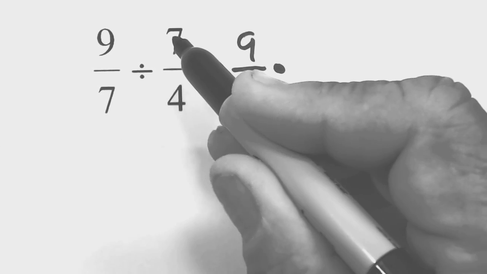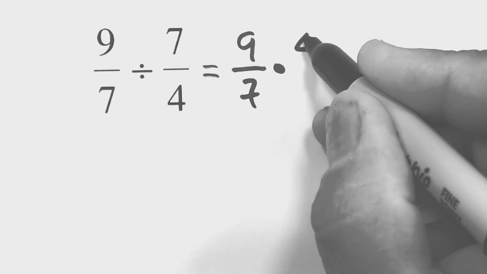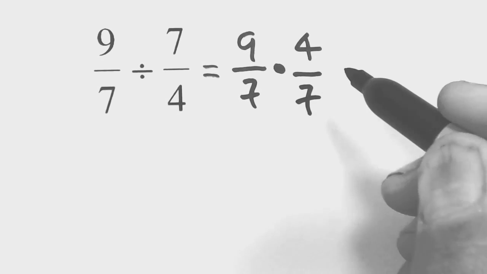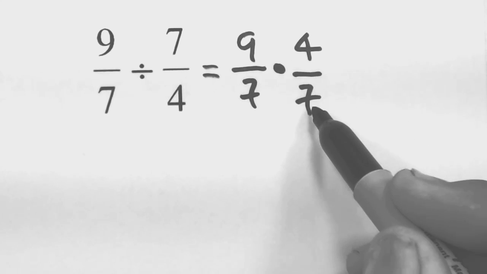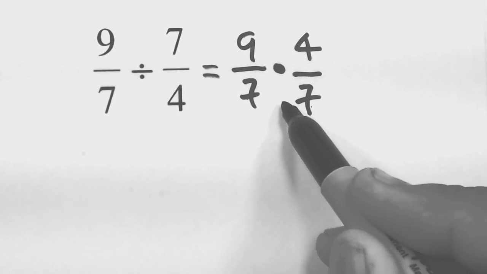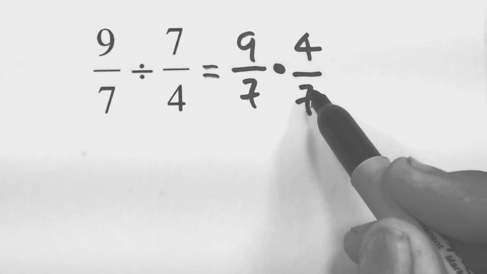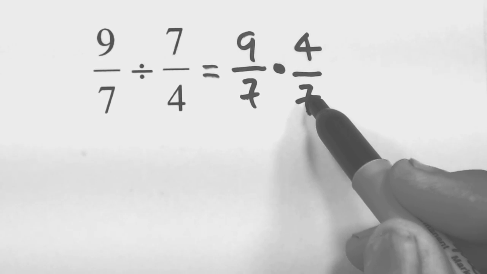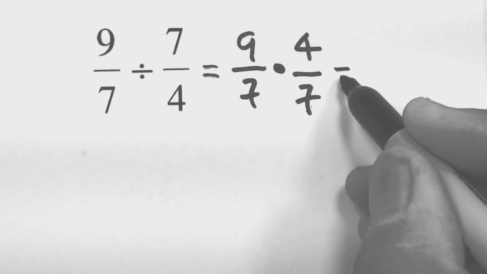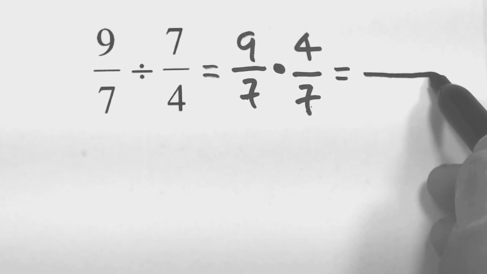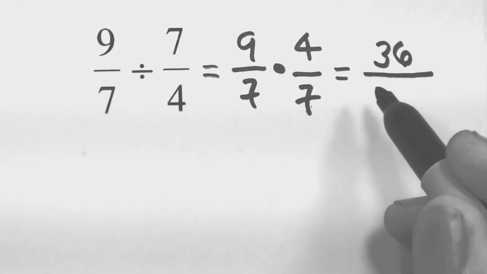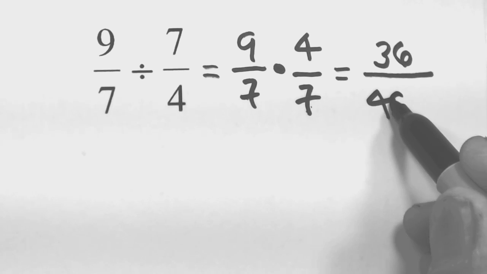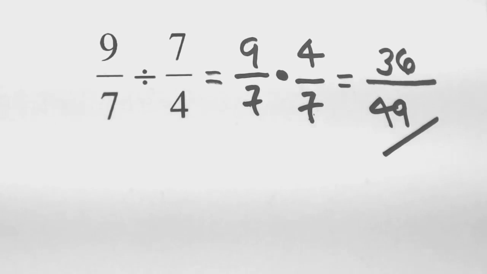Now make sure that you flip this second guy. Here we go, 4/7. Okay, now, once we flip that second guy, we're all set to do any cross-canceling. Well, we've got 7s downstairs, and they won't reduce into or cancel against either of the guys upstairs. So all we can do at this stage is put together our final answer. Upstairs, 9 times 4 is 36. Downstairs, 7 times 7 is 49. And there it is.